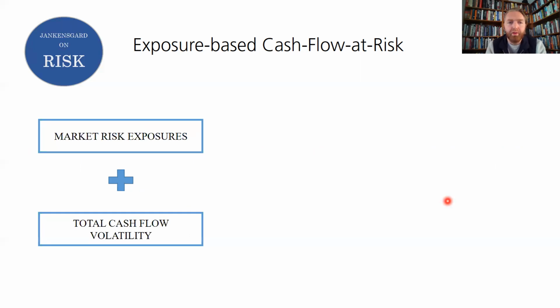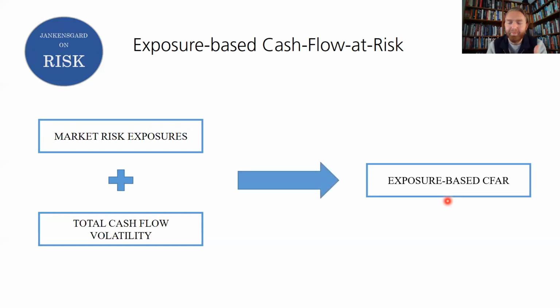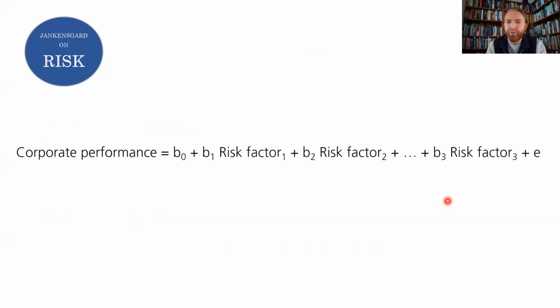So we're saying that, okay, what if you could combine information on market risk exposures, but still have something that describes the total cash flow volatility and connect that with managerial decision making? So that is what led us to develop exposure-based cash flow at risk. The basis for which is an exposure model estimated using regression analysis.